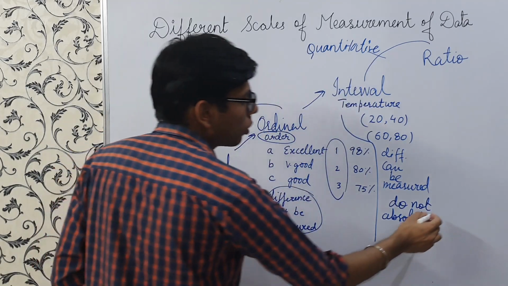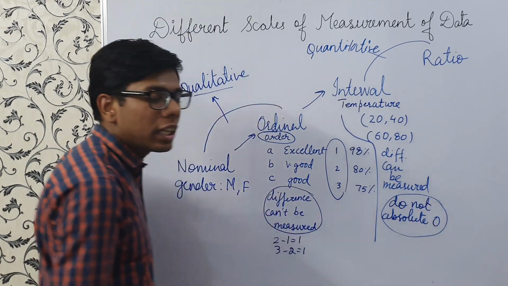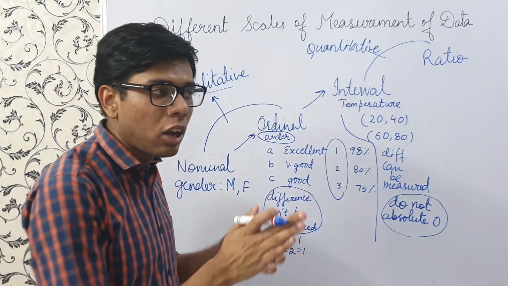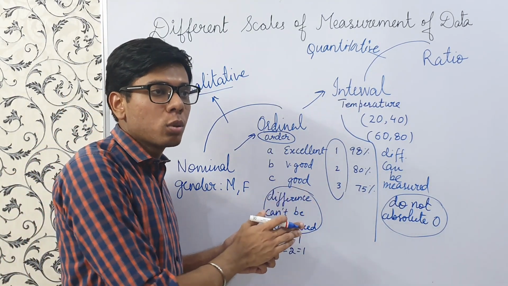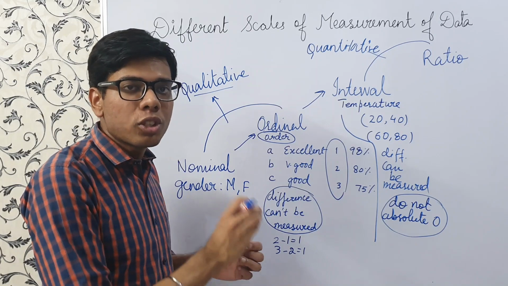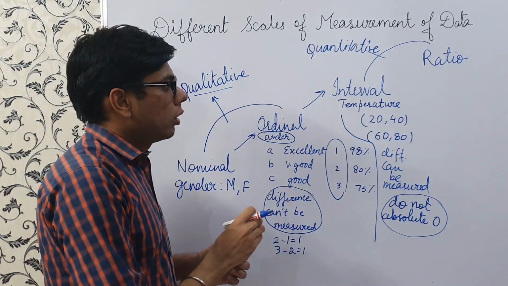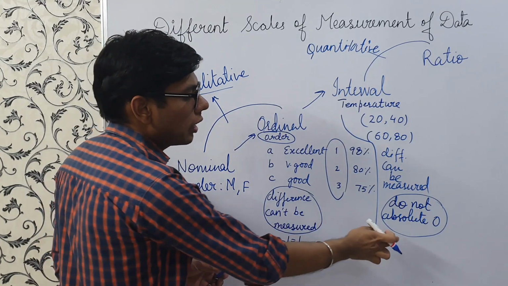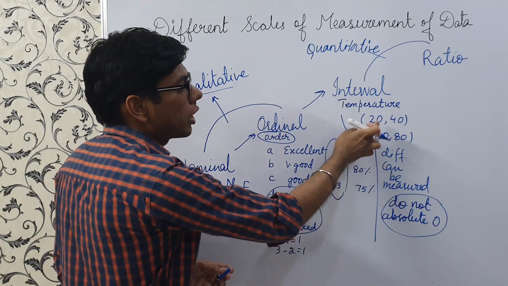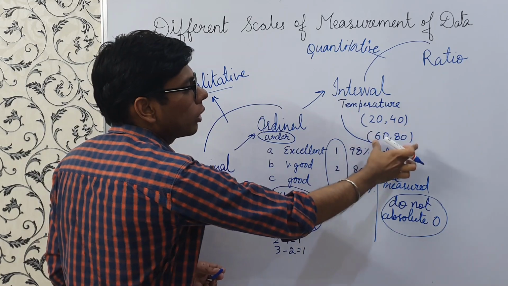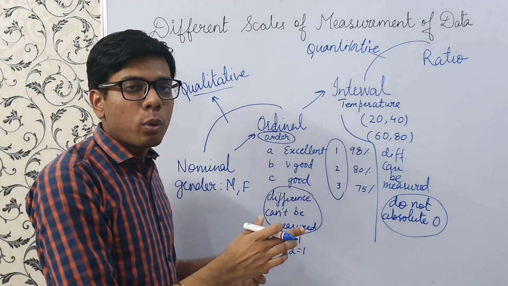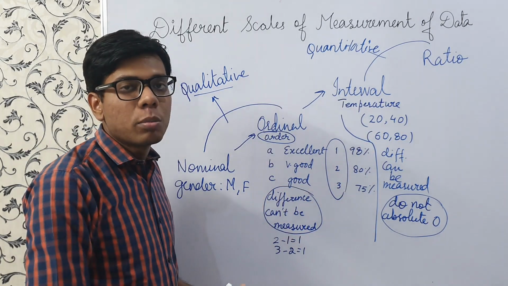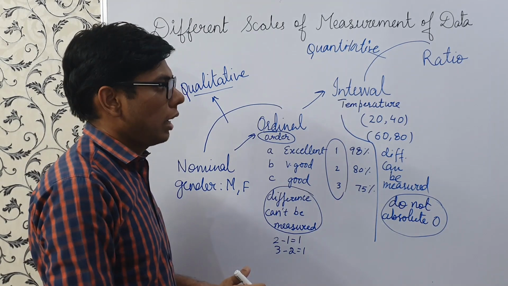What does this mean, do not have absolute zero? If you see the temperature, it takes value 0 degrees Celsius, but it also takes value -1, -2. So there is no absolute zero with respect to which we can take the ratio. So it does not have an absolute zero, and the ratio cannot be defined, but it can take values between the interval. It can support subtraction, or the differences can be measured, but not more than that.